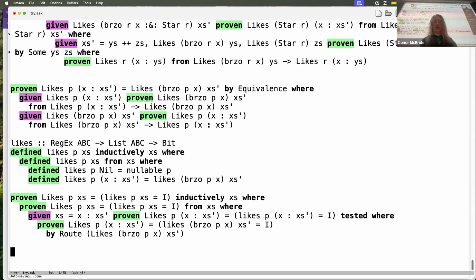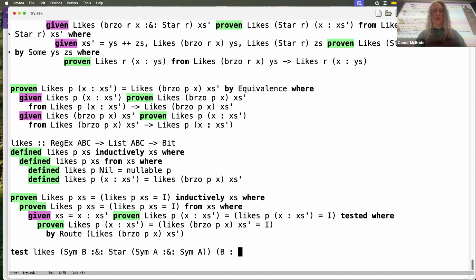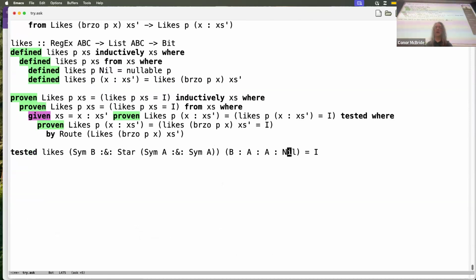Very occasionally, it's kind of gratifying to do something like test likes. What should we have? I know what we shall have. We shall have sim b, then star of sim a, then sim a. And then we're going to feed in b, a, nil, spelt correctly. And that's true.